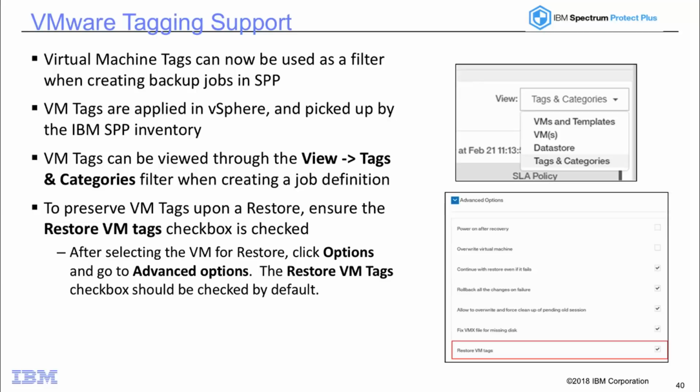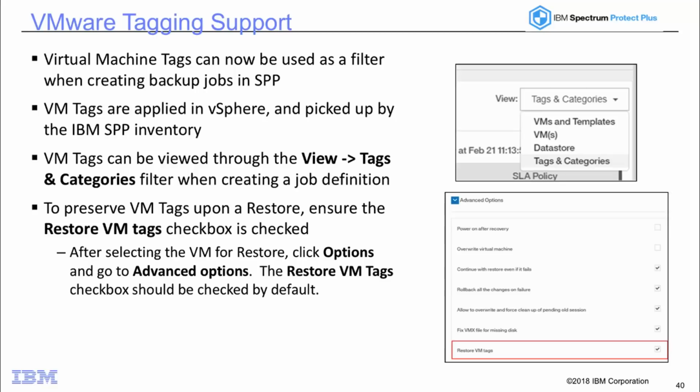Okay, so that's Oracle. Now let's go back to some additional support for VMware that was added to Spectrum Protect Plus at version 10.1. We always allowed you to pick virtual machines at a VMs in a folder level, and now we support VMware tagging for picking the virtual machines that are going to be in any particular SLA. You can now use tags as a filter. You go in and apply the tags in vSphere, and then they're automatically picked up by the Spectrum Protect Plus inventory.